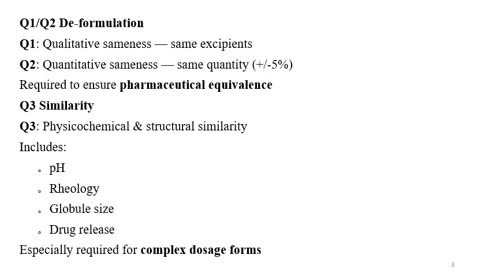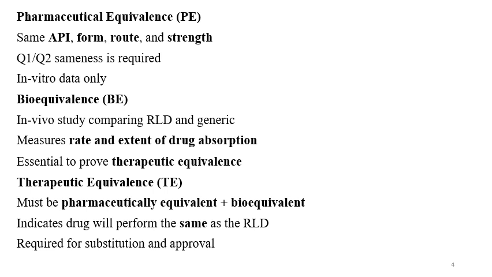Q3 similarity is a physicochemical and structural similarity between the generic product and the reference formulation. The Q3 similarity parameters include pH, rheology, globule size and drug release. And Q3 similarity is required, studied and demonstrated for some complex formulations like some topicals. Pharmaceutical equivalence means same API, same route and strength. Q1, Q2 sameness is required and in vitro data is required.